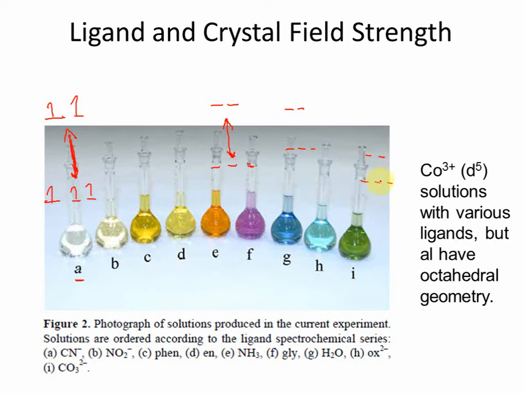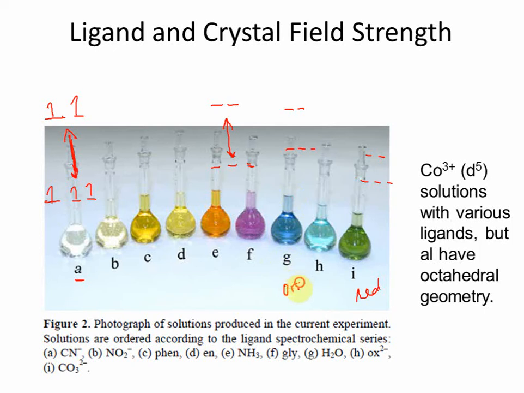And if it takes less energy to excite it, this would be a longer wavelength of light. So if this appears green, we would expect it to be absorbing red light. And if it's absorbing blue light, we'd expect it to be absorbing orange light. And if it's absorbing purple, we expect it to be absorbing yellow.